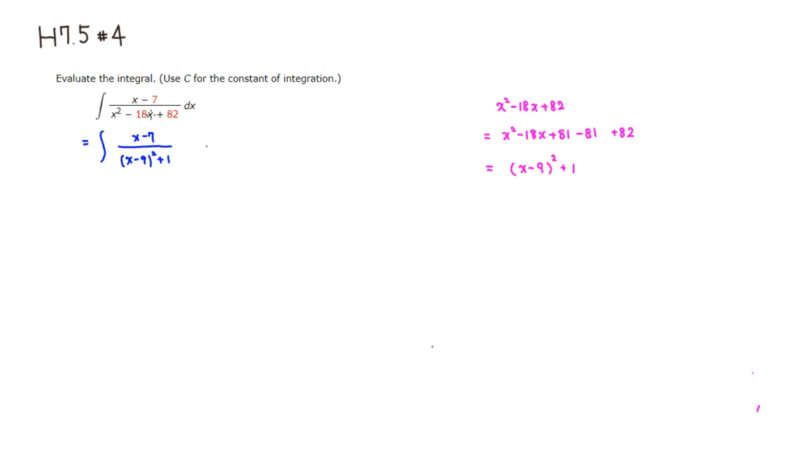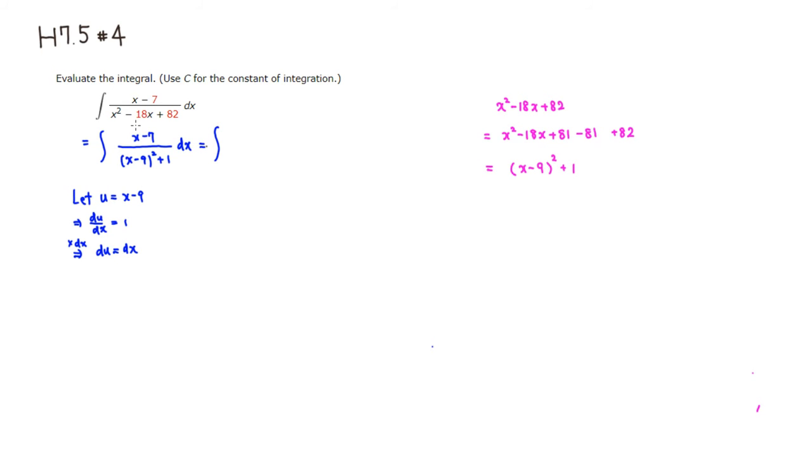So what we can do is a substitution. We're going to let u be x minus 9. If you take the derivative of u with respect to x, you're going to get 1, which means that we can use du and dx interchangeably. Oh, I forgot dx here. So we have to be a little bit careful here.